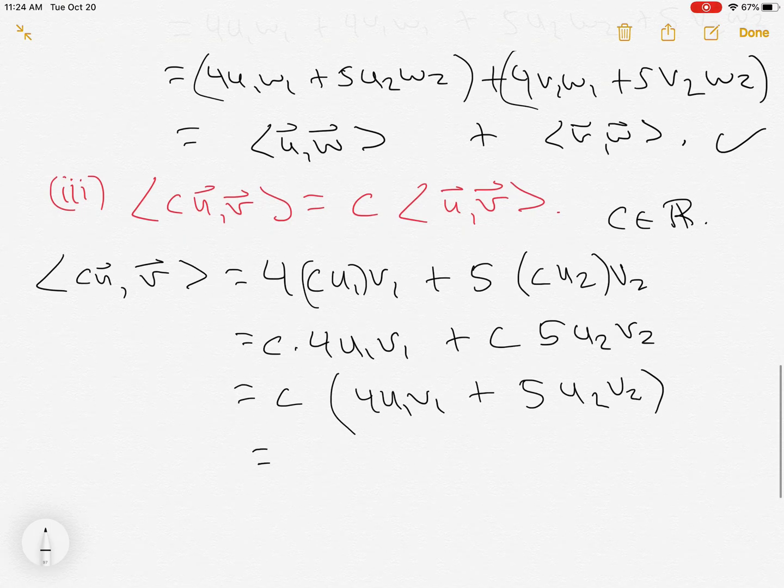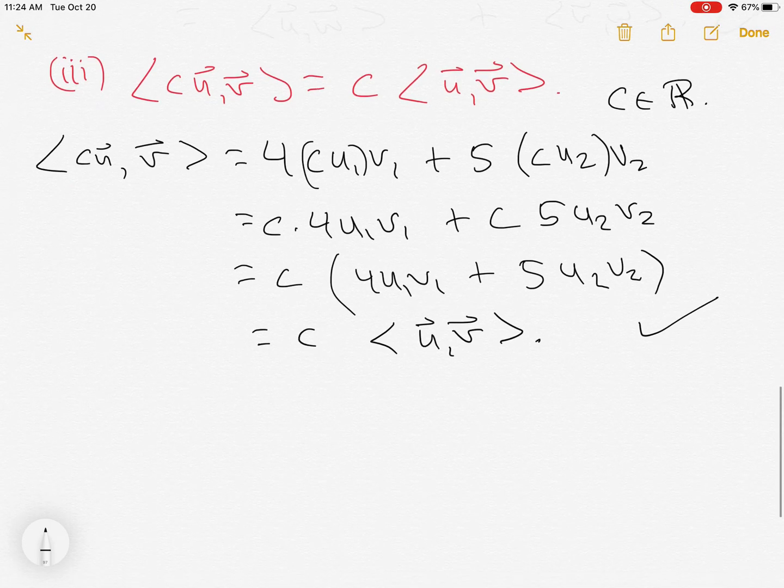And sure enough, this equals c times the inner product. Check. Okay. And lastly, number 4. Show that u with itself is greater than or equal to 0.